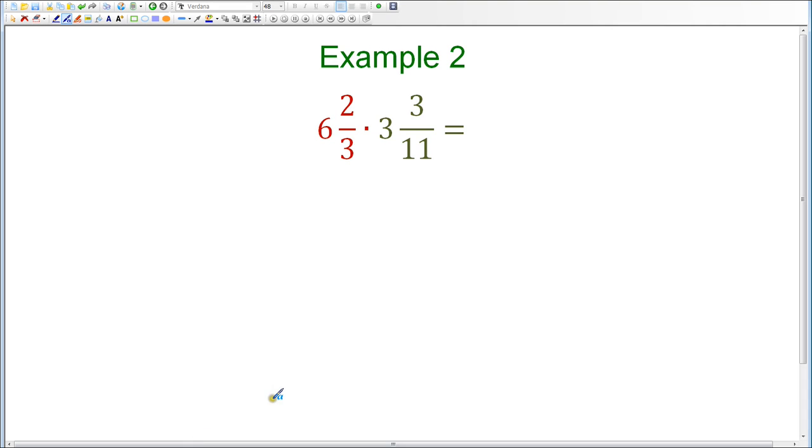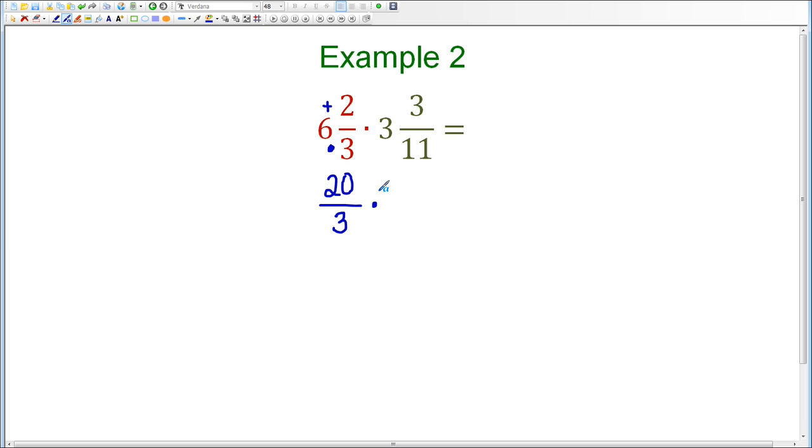So we're going to start with that step, and in order to change these to improper fractions, we're going to multiply the denominator times the whole number, and then we're going to add the numerator. So we're going to do 3 times 6 is 18, plus 2 is 20. And that's how I get the numerator. The denominator always stays the same, so I have 20/3.